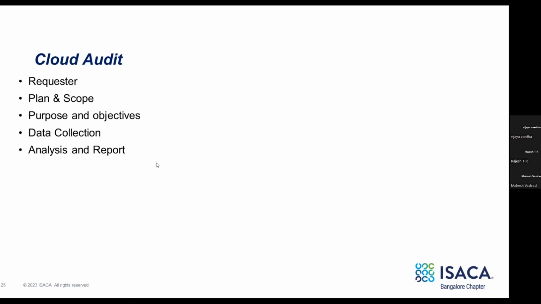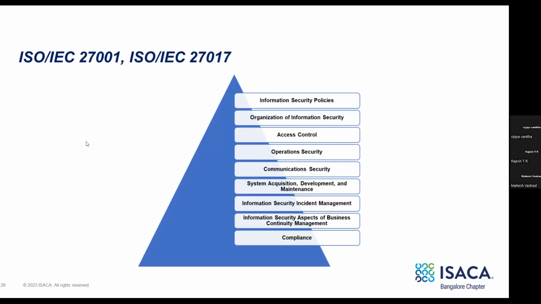So when we are doing the cloud audit or multi-cloud auditing: requester, plan and scope, purpose and objectives, data collection, analysis and report. In traditional auditing, we are not going to collect all the data like that. In-house infrastructure itself, we are going to do the complete auditing over there. But when it comes to a cloud, we have some standard ways to collect those data, those logs. Maybe we are going to collect logs with the help of different tools used by those cloud platforms themselves.